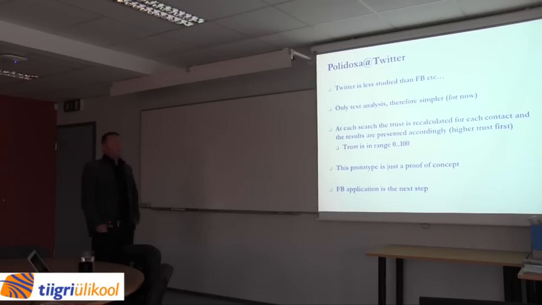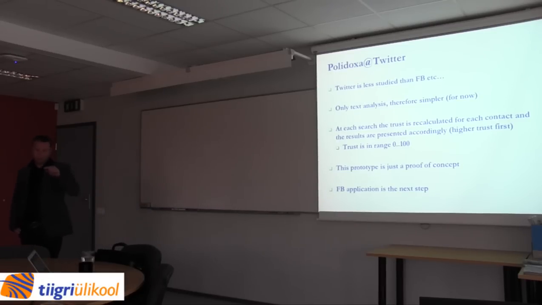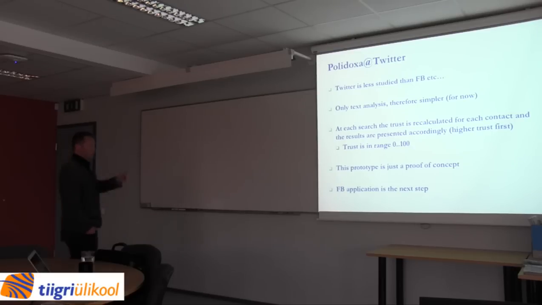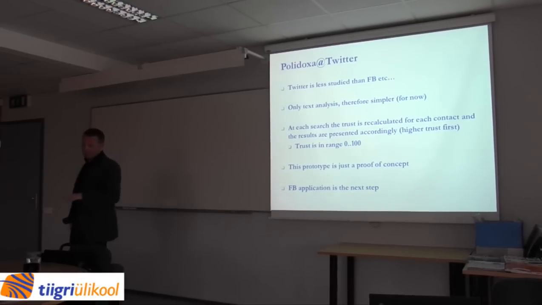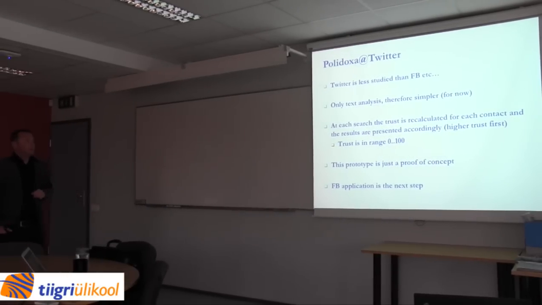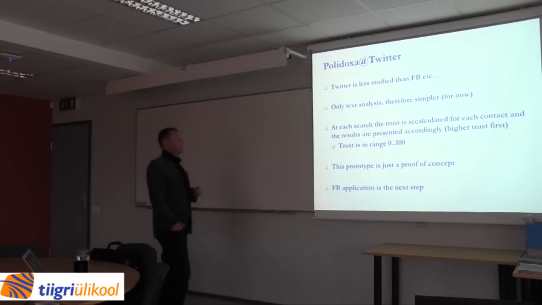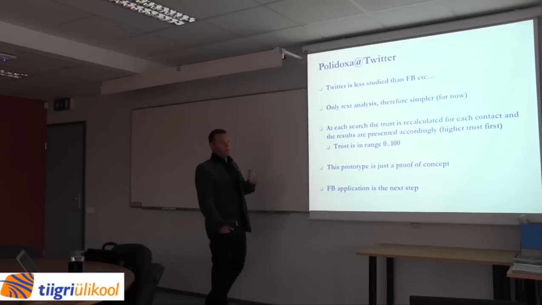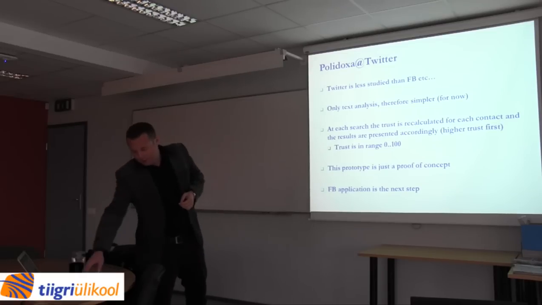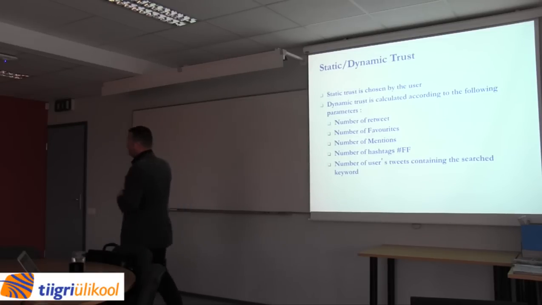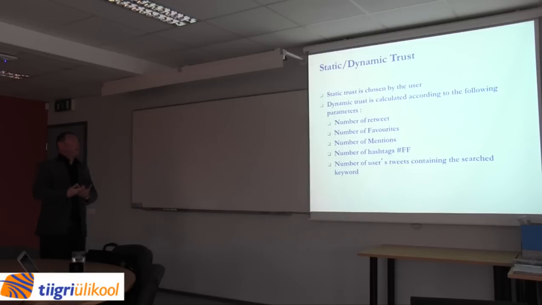So every time you search for a keyword, okay, the trust is recalculated for each contact, and the results are presented in this specific order. Okay, so you have a trust value in the range 0-100. Inside your platform, you look for a keyword, for example, BMW, and then you get the result in an order that is prioritized according to the trust value associated with the specific user who posted the information at the beginning. So we have a proof of concept, and as I told you, I'm trying to develop the thing, and I'm in the phase of catching resources at the moment.